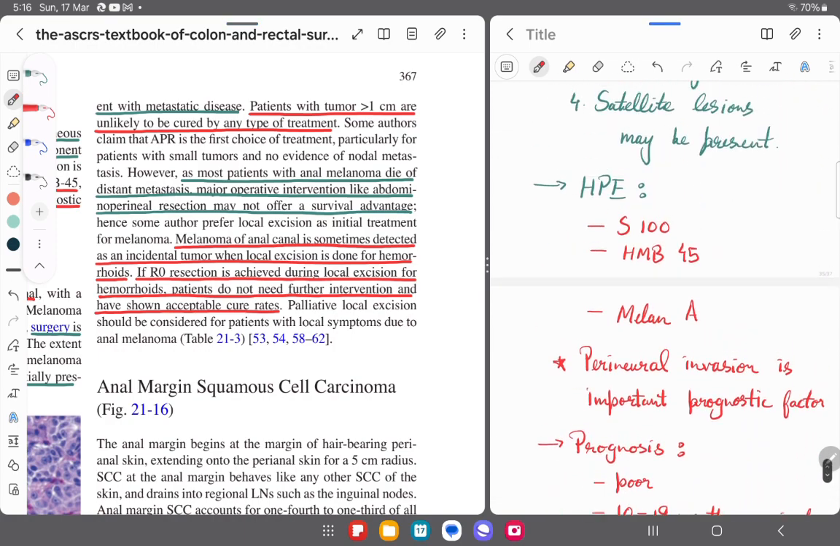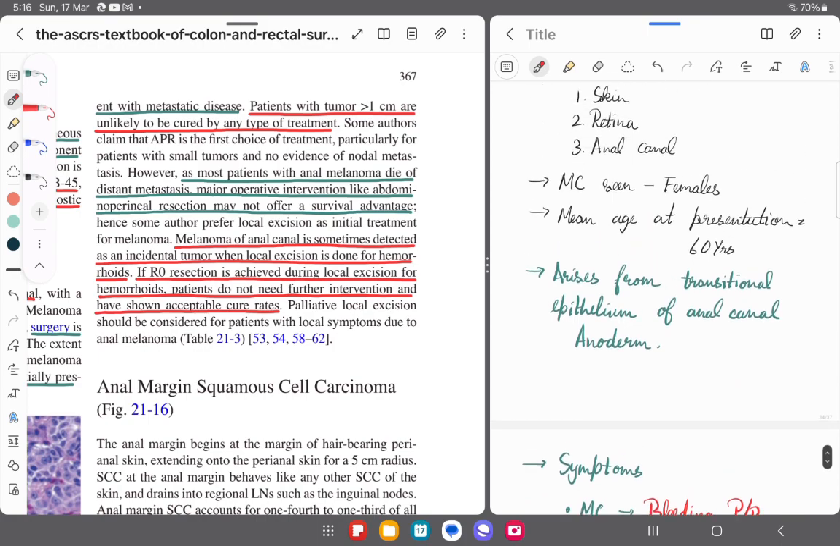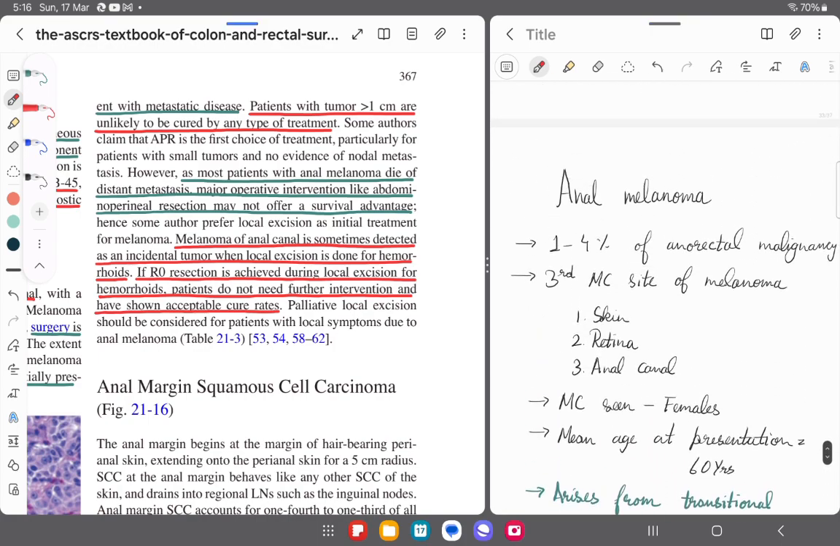So, surgery is the only option if it is localized. So, anal melanoma is complete.